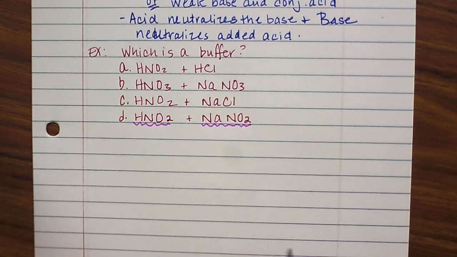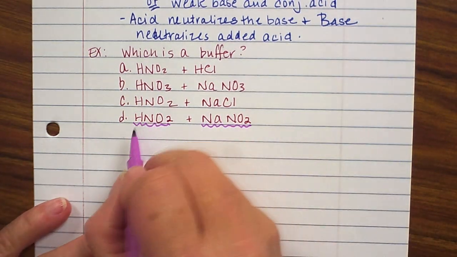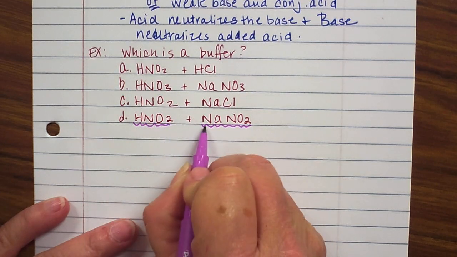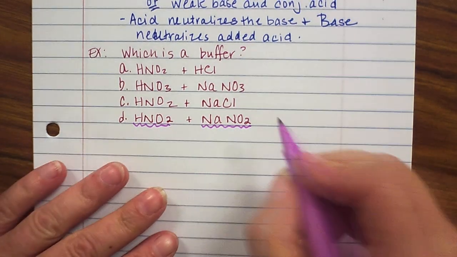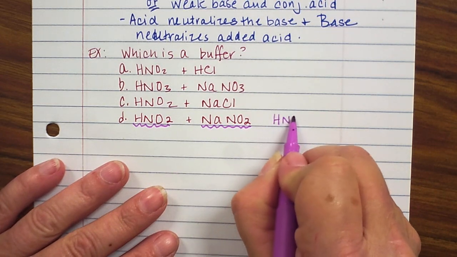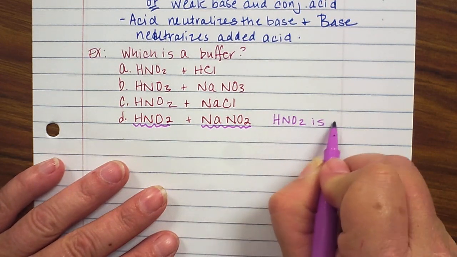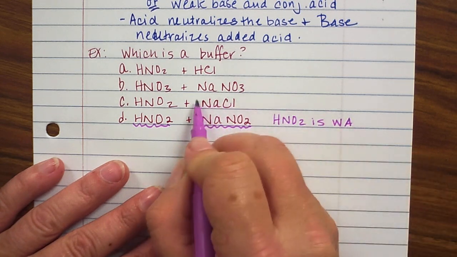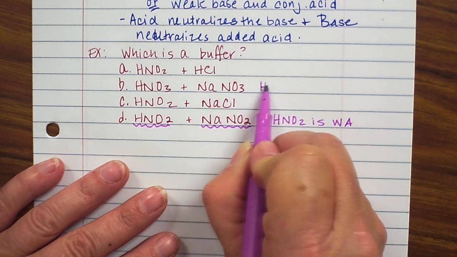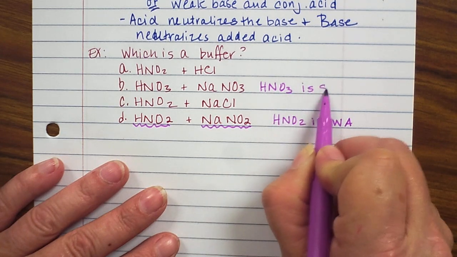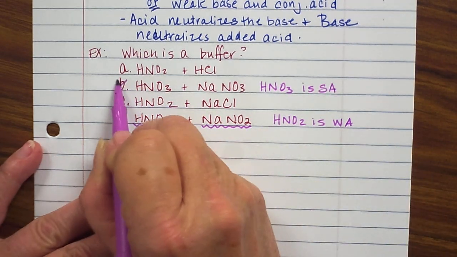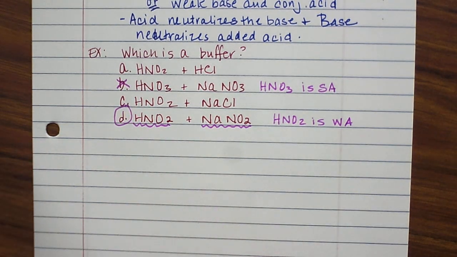Which of the following is going to make the best buffer? There it is. That is a question on the test. All right. So here's the acid, and then here is the conjugate base. HNO2 is a weak acid. So what's wrong with this one? HNO3 is a strong acid. So no. So this is the answer. Okay?